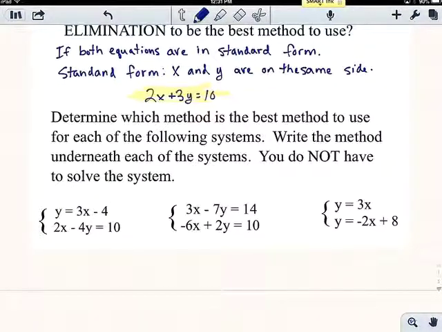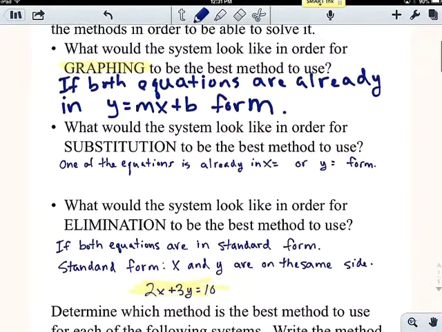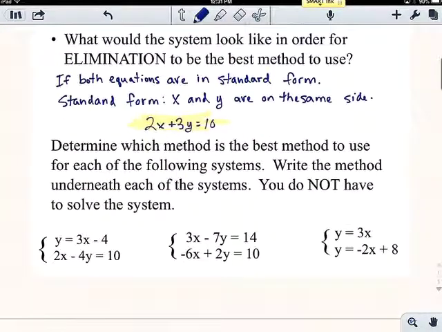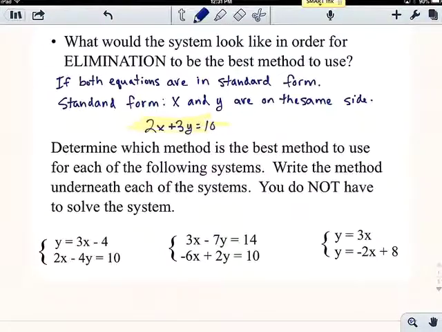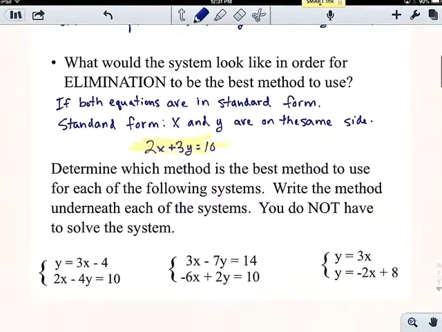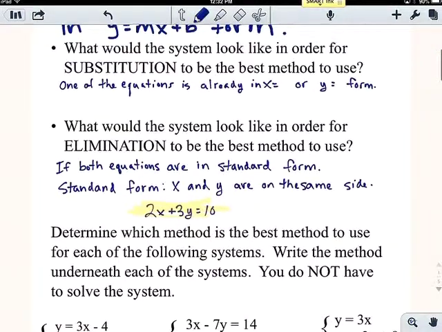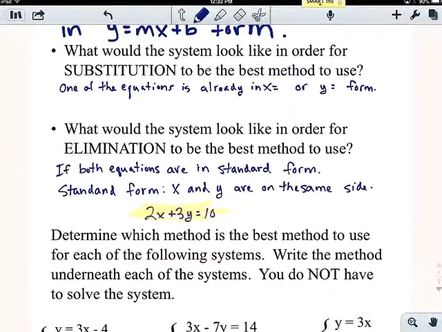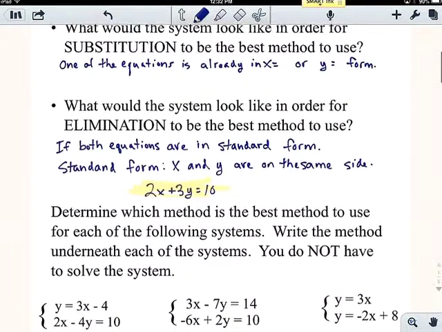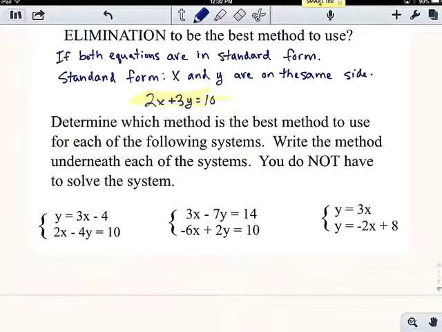So I look and I see I've got a y equals, and I've also got a standard form. Let's look through our options. I could do graphing, but that doesn't look quite right because for graphing I want both to be in y equals, and now I only have one. Elimination would be good if they're both in standard, but I have one in y equals and one in standard. So it looks like substitution. We said one of the equations is already in x equals or y equals form, and that's true with this one right here. So we're going to go ahead and use substitution.